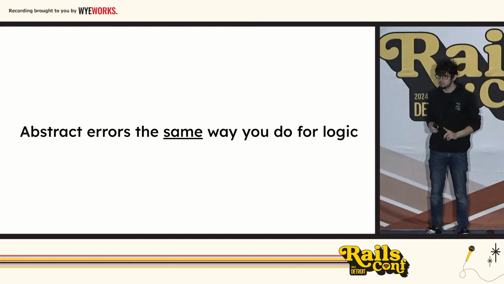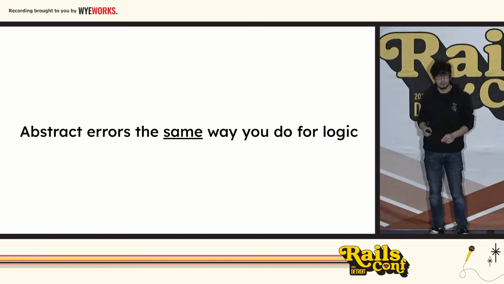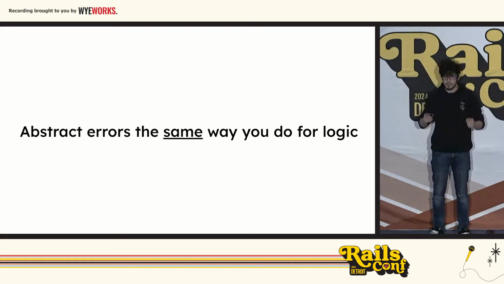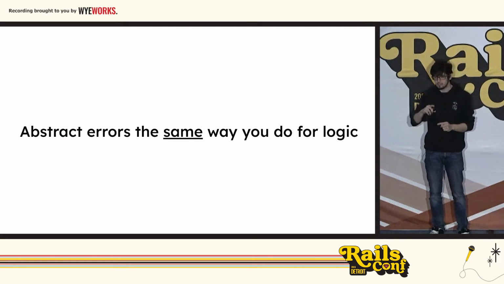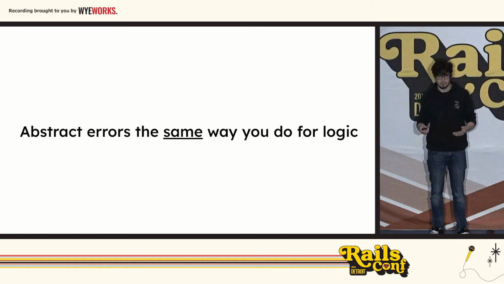Okay, we do know how to create and make the error scenarios explicit, but it's important to remember that we need to abstract the errors the same way we do for logic. Like if you encapsulate some gem or something like this inside the service, it's important that all the errors from that gem don't leak through that contract of that service. Otherwise, whoever calls that service doesn't know what caused that error.